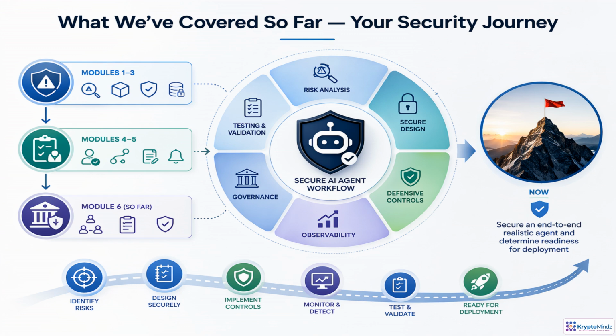So far, you've built the pieces of a secure AI agent workflow: risk identification, least privilege boundaries, prompt injection defenses, data leakage controls, human approval, monitoring, auditability, governance, and testing. Now the work shifts from learning each control separately to applying them as one system. Your final task is to secure an end-to-end agent and justify whether it is ready to deploy.